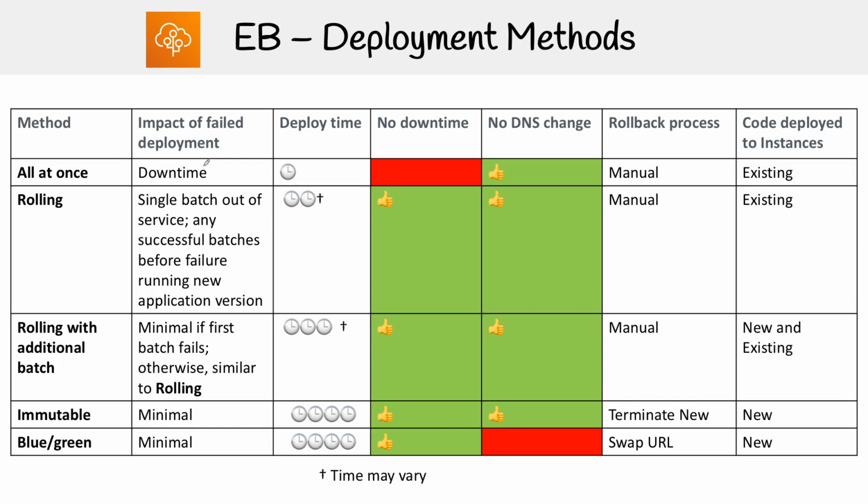But let's just compare these methodologies and understand what the trade-offs are, because this is definitely important on the exam. So the first one is all at once, and it has the fastest deploy time because it updates all the servers at the exact same time. So if we have 4 servers, it takes them out of service, applies the updates, and puts them back into service. But when they're out of service, we're going to experience a downtime.